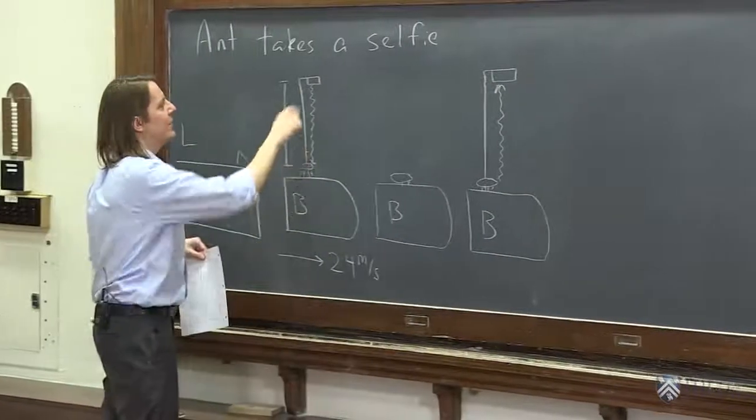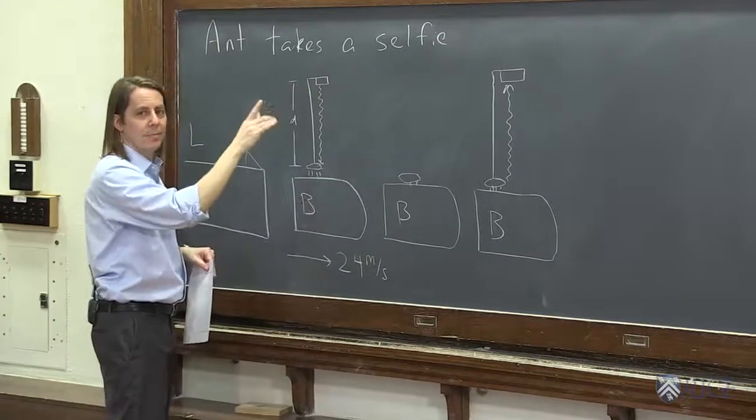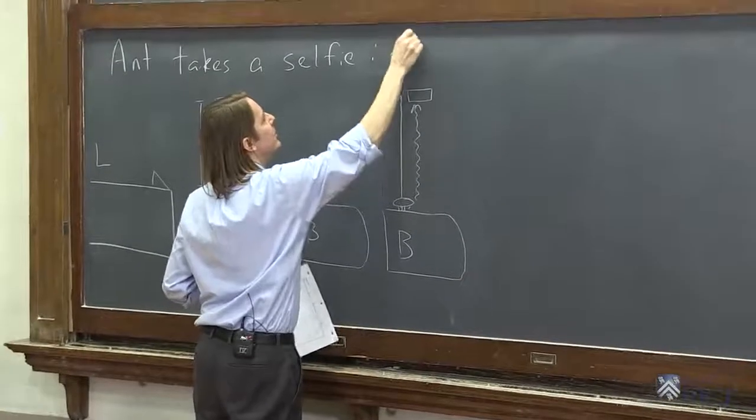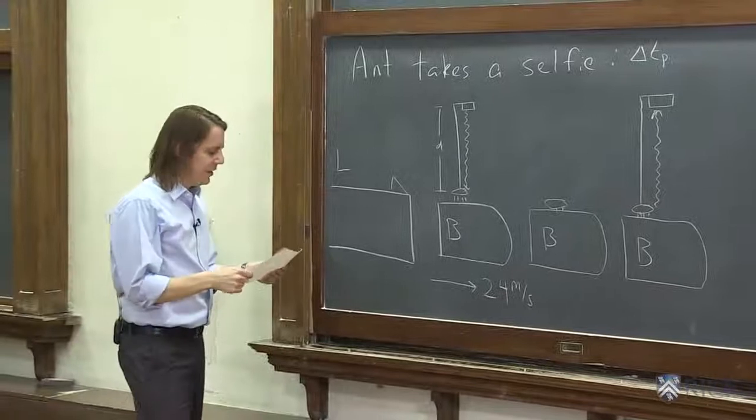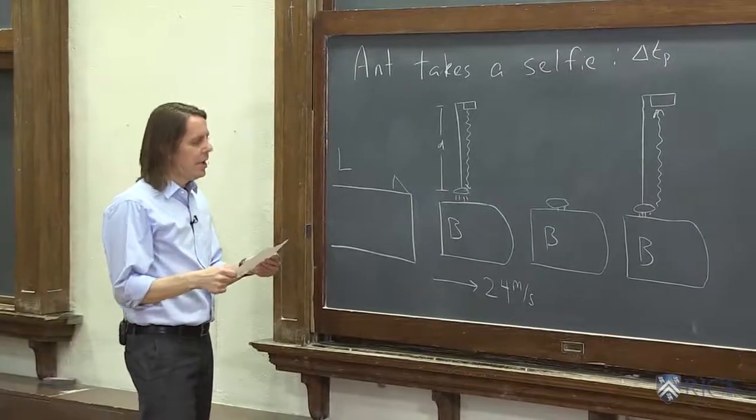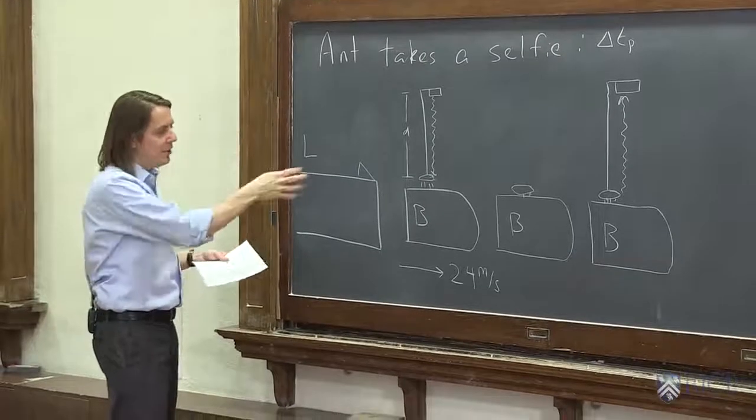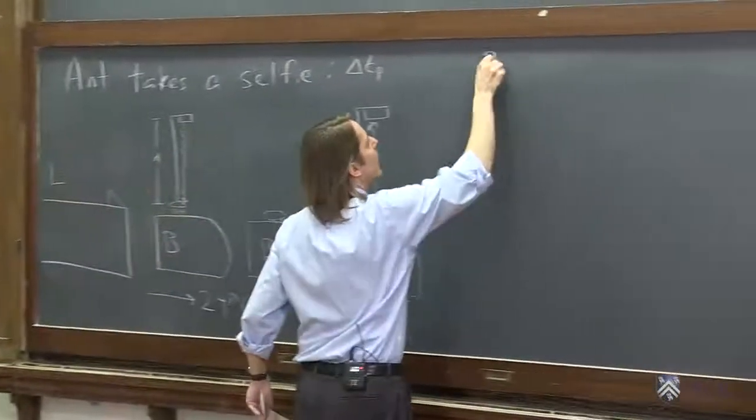So we're thinking about the time it takes, delta t, for the light to go down and back up. So the ant takes a selfie, and we're going to call that time delta t. And I'm going to put a p subscript on it. We'll get into why later. That's delta t p. So all we got to do is think about this in both the bullet frame and in the lab frame.